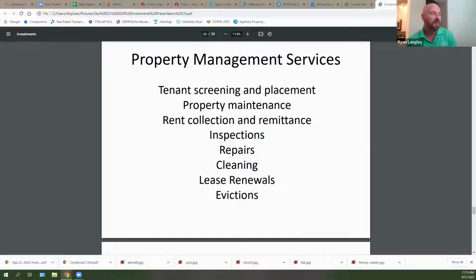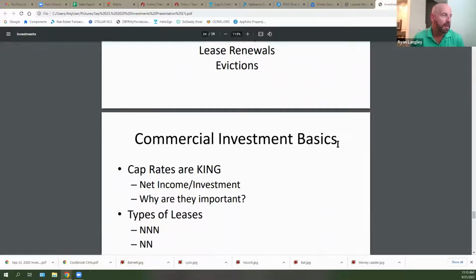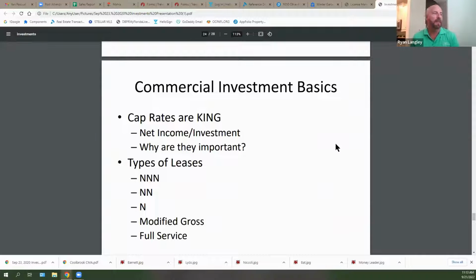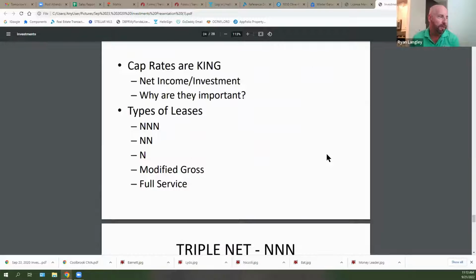All right, guys. So we're going to move on with commercial. Commercial investment basics. All right, cap rates are king. That's how people determine valuations in commercial property. It's the same. It's the net income over the investment. Why are they important? We'll talk about that stuff. Types of leases: triple net, double net, single net, modified gross, full service. I'll go through those with you quickly.